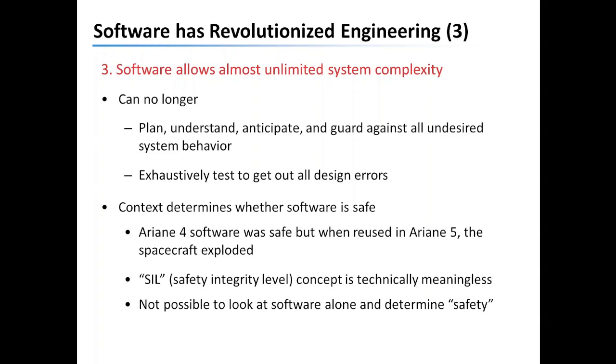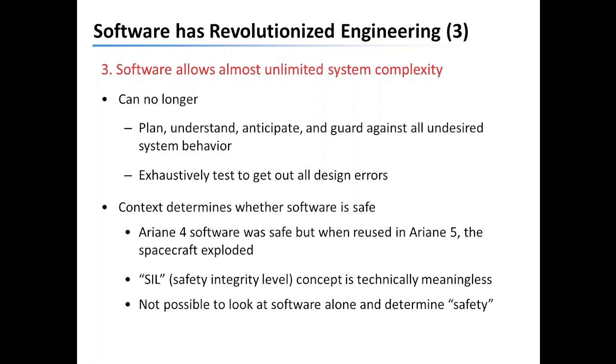And a second important concept is that the context determines whether the software is safe. The Ariane 4 software, the inertial reference system, was safe in the Ariane 4. That software was perfectly fine. When it was reused in the Ariane 5, the spacecraft exploded. The software didn't change. The reliability didn't change. There weren't new coding errors that were introduced. The problem is that safety is not a component property, and I'll talk about that more later.